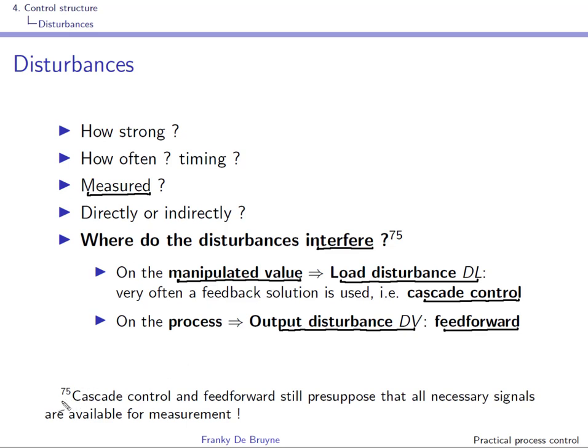It is of course very important that both cascade control and feedforward still presuppose that all the necessary signals are available for measurement to implement the cascade control structure and to implement feedforward, right? For feedforward, we need to measure directly the disturbance, and for cascaded control we need a variable that will allow us to see that there is a load disturbance.